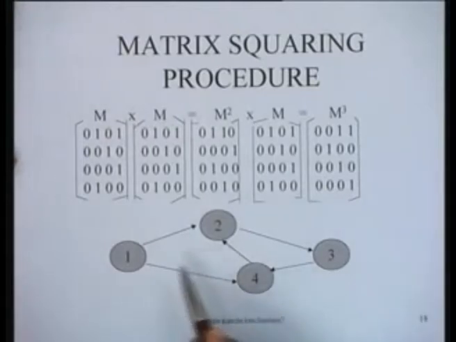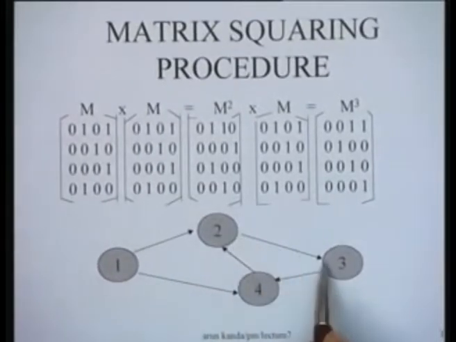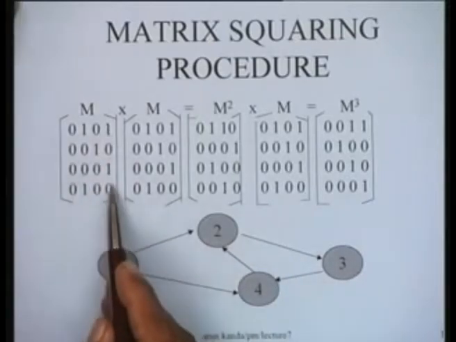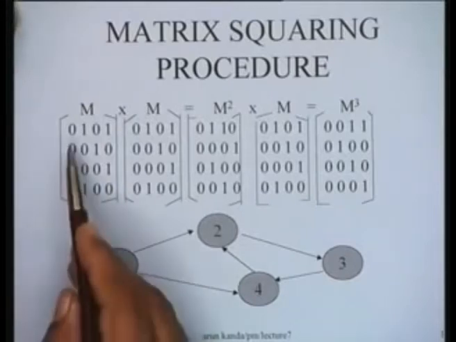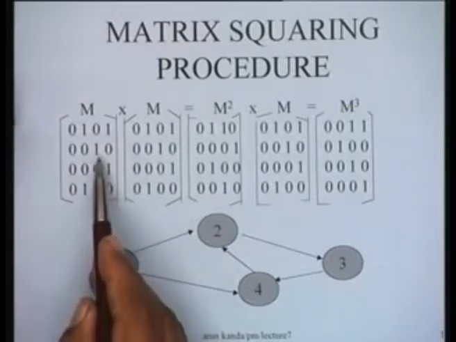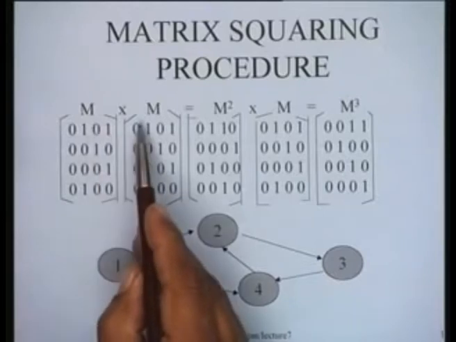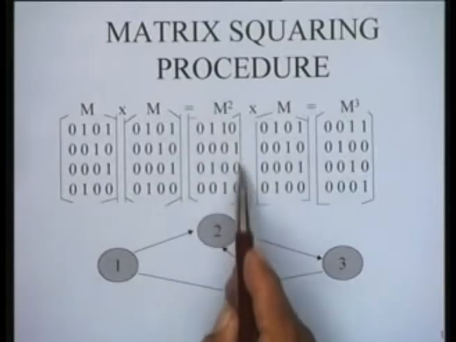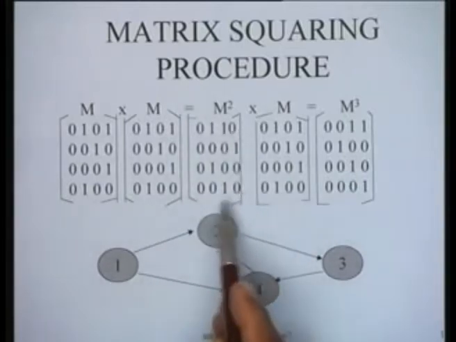For instance, let's take an example of an inconsistent matrix. Take an example of this network 1, 2, 3, 4. Obviously, it has a loop which is shown here. How this procedure works is that we develop the adjacency matrix of this particular graph. So the adjacency matrix for this graph is shown here as M. It is a 4 by 4 matrix. If we take the product of M with itself, we will generate M square, and M square is shown here in this particular matrix.